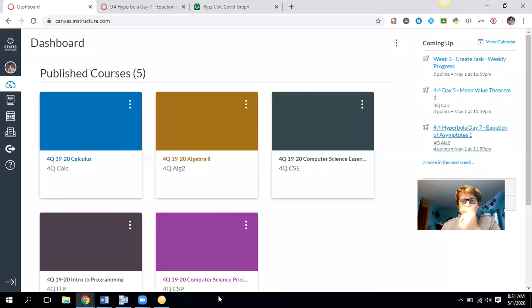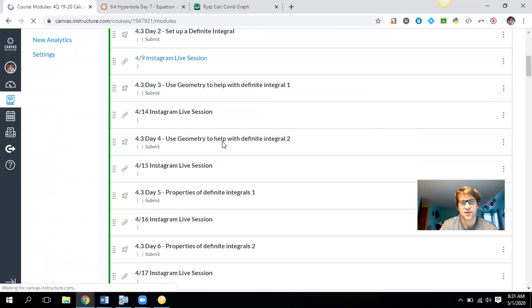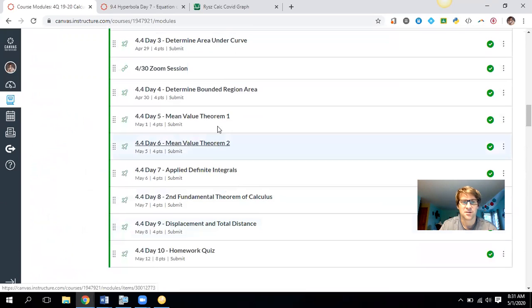All right, guys. So we're going to continue today's lesson. So in calculus, here we go. We're going to keep on doing integrals like we've been doing, but we're going to learn a new part today. Today we are going to start on what's called the mean value theorem.